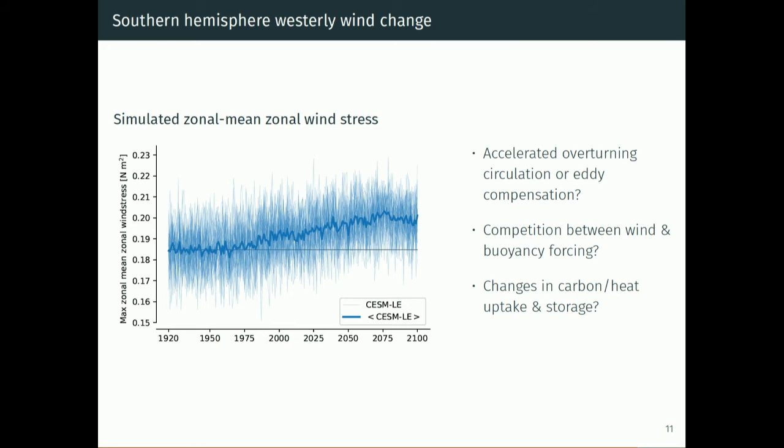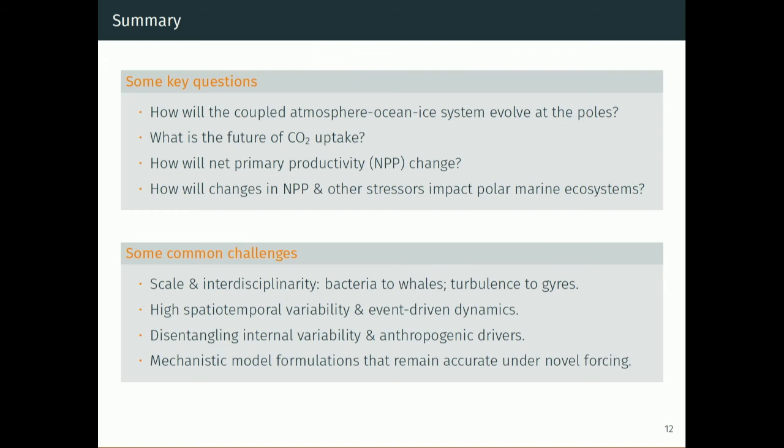So, some key questions. How will this coupled system evolve due to the combination of forced change and broadband natural fluctuations? What is the future of CO2 uptake? How will primary productivity evolve? How will changes in net primary productivity and other marine stressors affect ecosystems into the future? And then some common challenges that I'll leave for you to read.